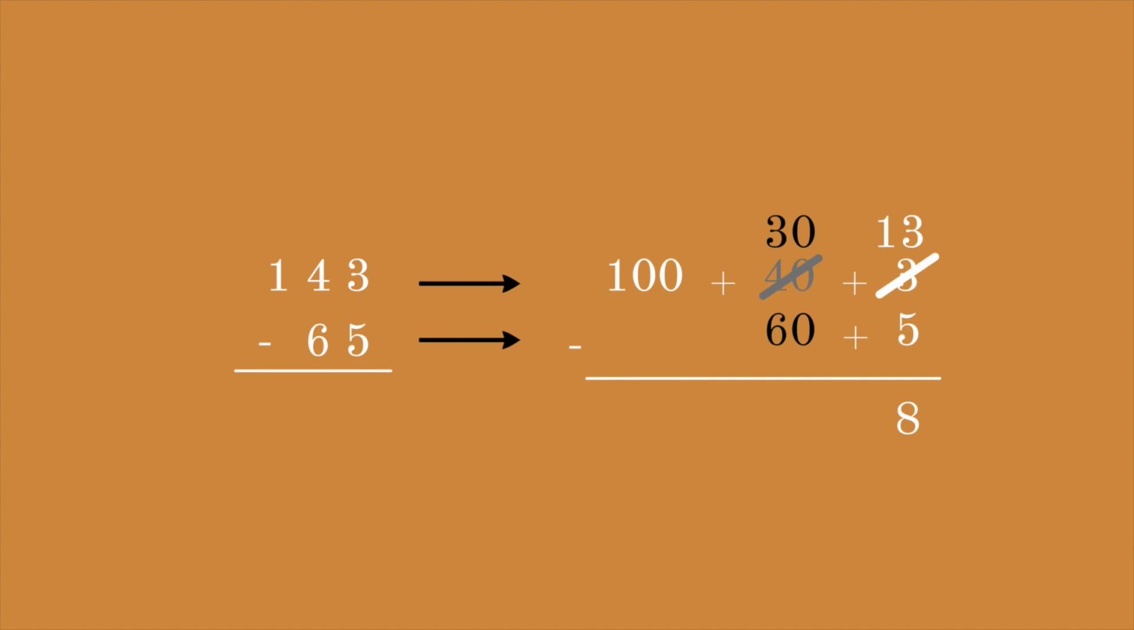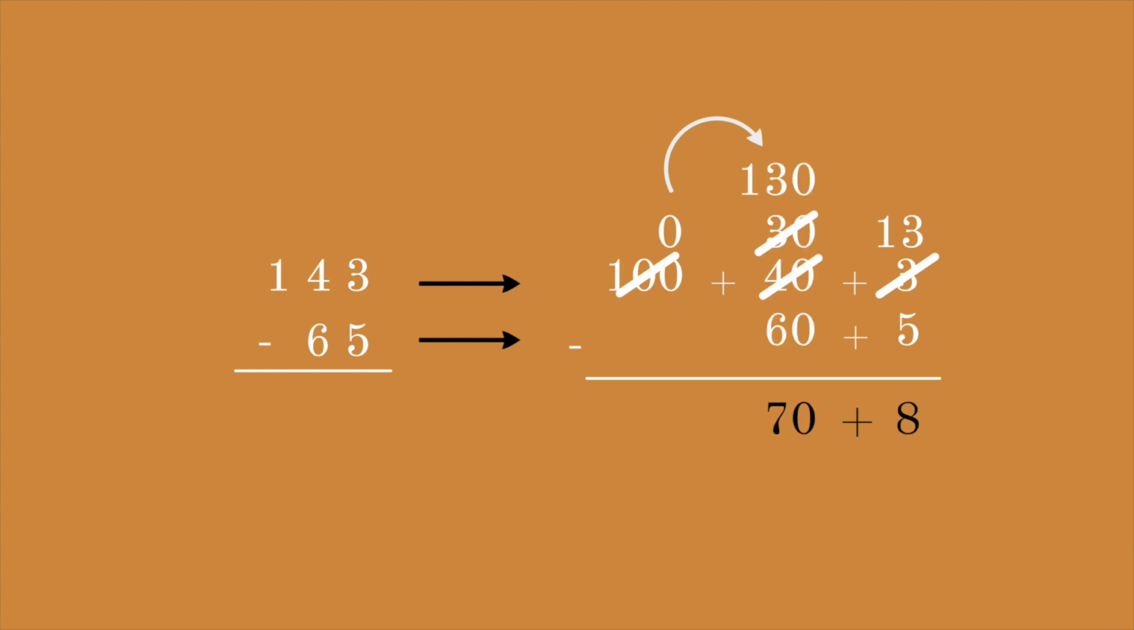30 minus 60. I have the same issue that I had a moment ago. 60 is greater than 30, so I can't remove 60 from 30. I'll need to make another trade. This time, I'm going to take 100 from the 100s place and move it over into the tens place. So now I have 130 minus 60 is 70. So we have 70 plus 8 as our difference. 70 plus 8 is the same thing as 78.